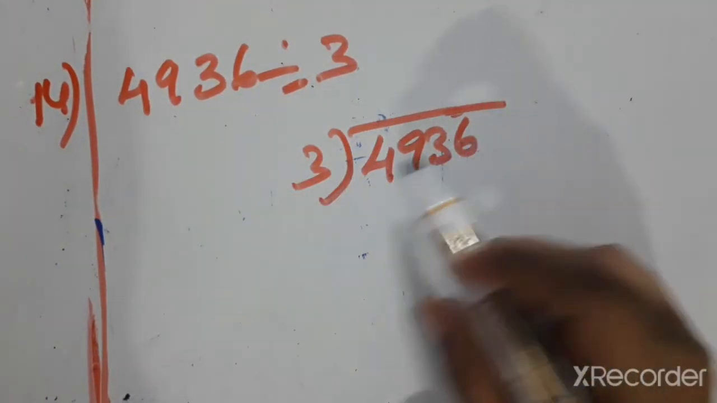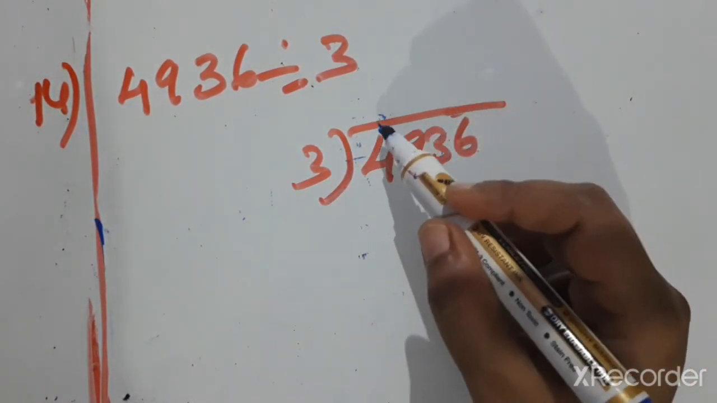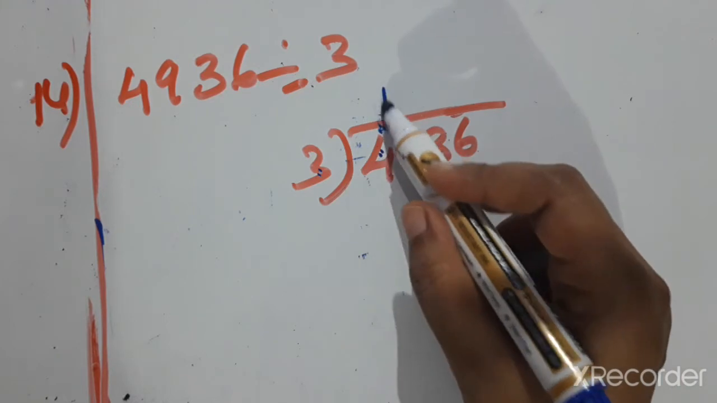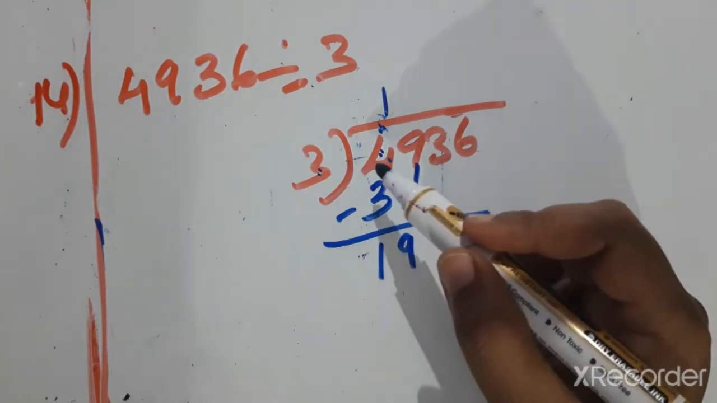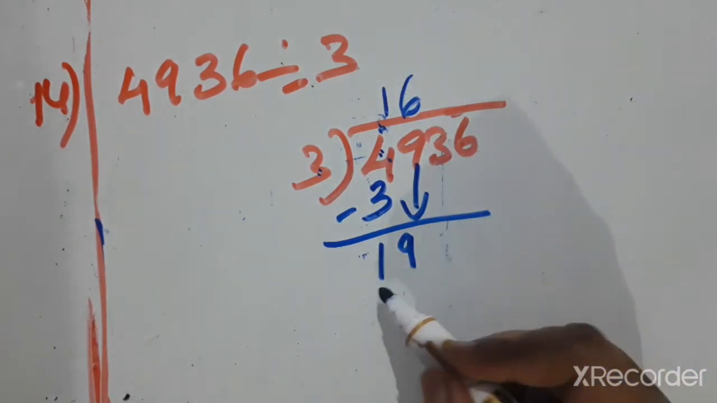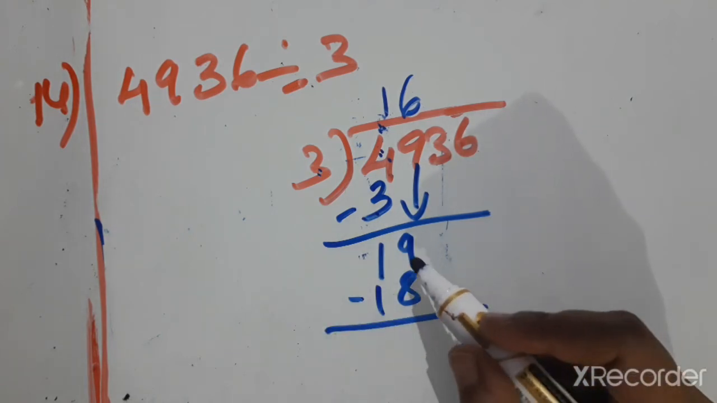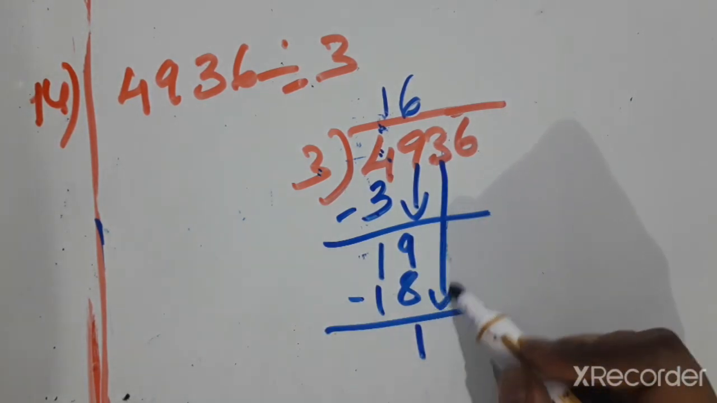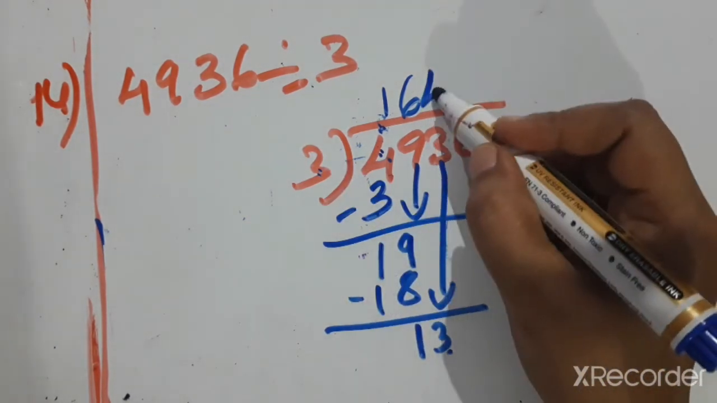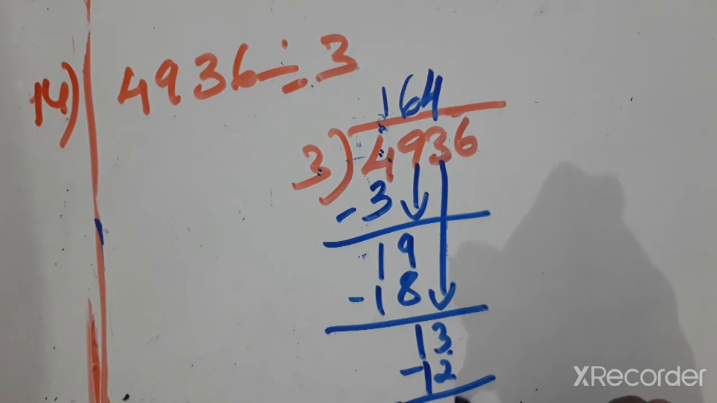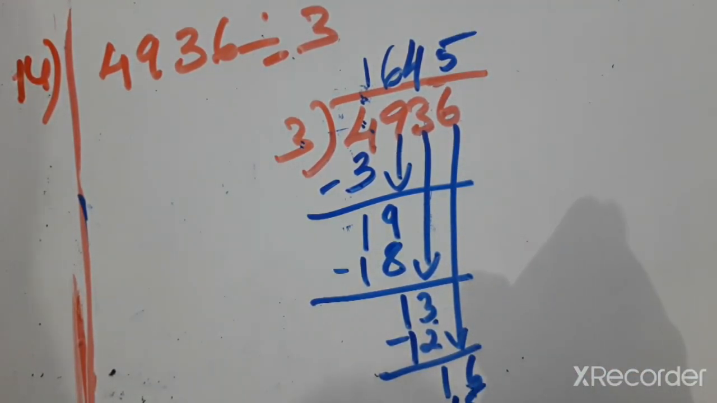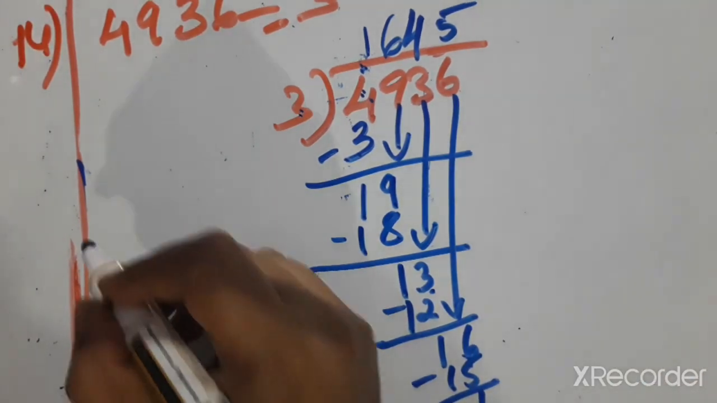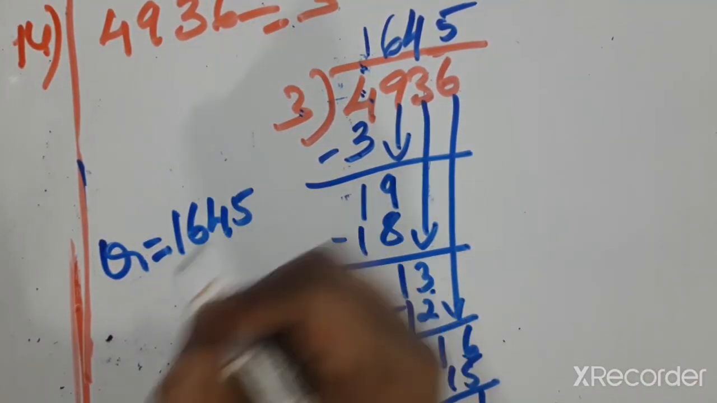Next, 4936 divided by 3. So whether we can consider 4? Yes, because it is greater than 3. So 3 1s are 3. Minus means 4 minus 3 is 1. Bring 9 down. 3 how much is nearer to 19? 3 6s are 18. That is the nearer one. And then 19 minus 18 is 1. Bring 3 down. 3 how much is nearer to 13? 3 4s are 12. Minus means 1. Bring 6 down. 3 how much is nearer to 16? 3 5s are 15. Remainder is 1. Quotient is 1645. Remainder is 1.